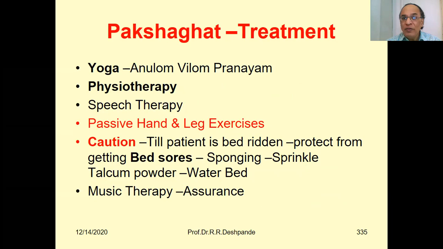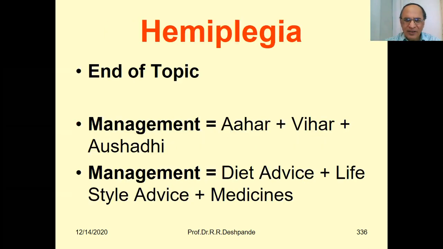Treatment: yoga, anuloma viloma pranayama. Learn it from a yoga teacher and do it, and ask the patient of Pakshaghat to do it as early as possible. Physiotherapy, speech therapy, passive hand and leg movements. Caution, caution, caution: if the patient is bedridden, protect from getting bed sores. So regular sponging, sprinkle talcum powder over the back, and use a water bed. Music therapy to cool and calm down the brain cells.